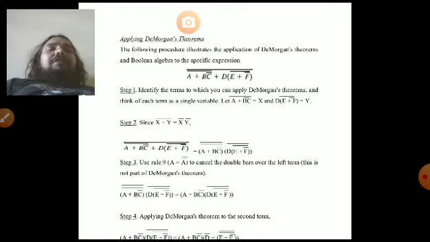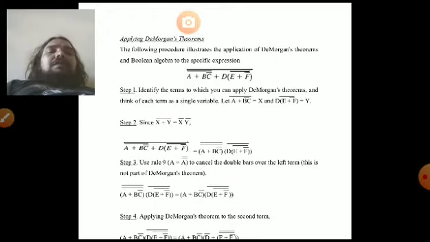Step 1: the simplification of the above problem. Identify the terms to which De Morgan's theorems can be applied, and think of each term as a single variable. Let (A + B C bar) whole bar be X, and D (E + F bar) whole bar be equal to Y.